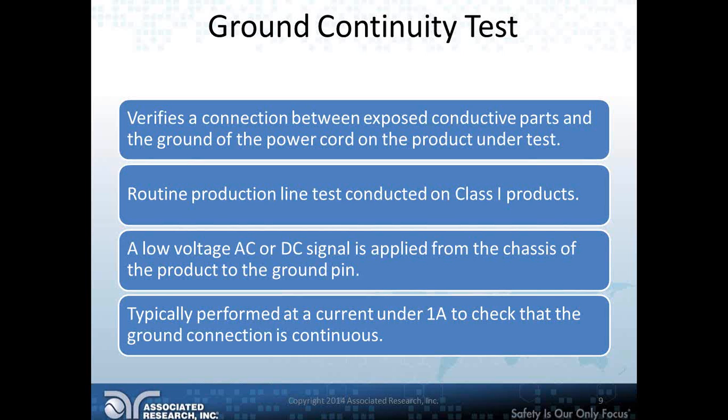So again, a very basic test, usually performed at the start of the test sequence to verify if a ground circuit or a connection is continuous.